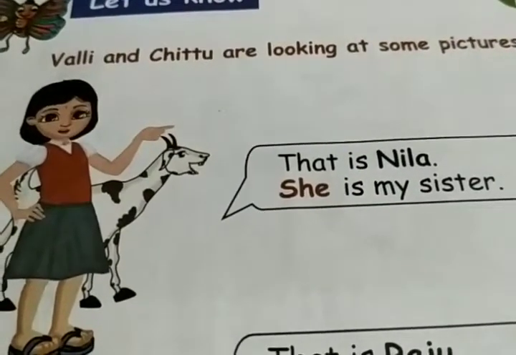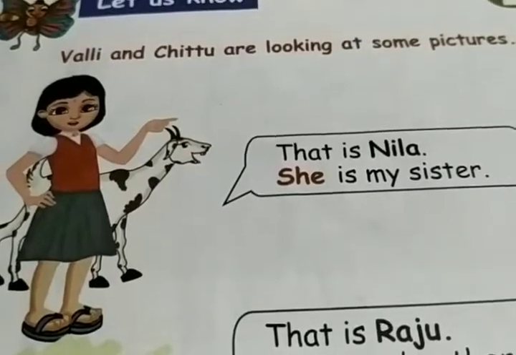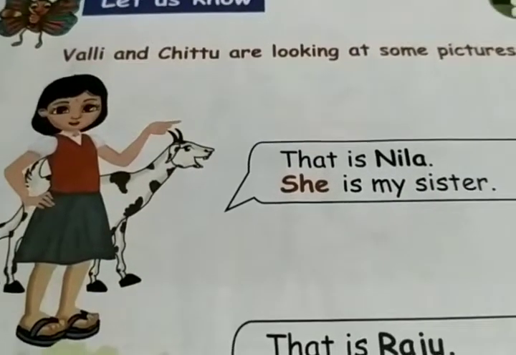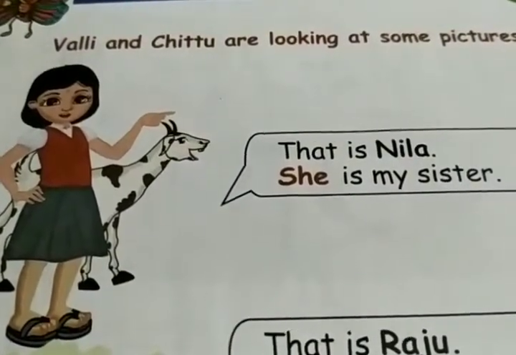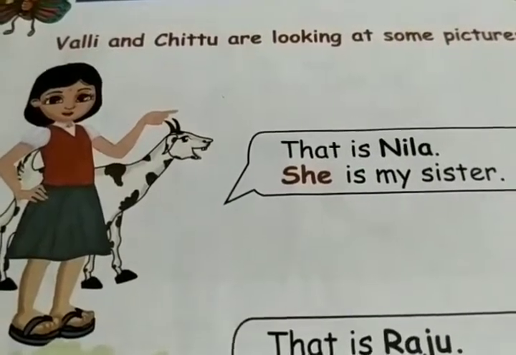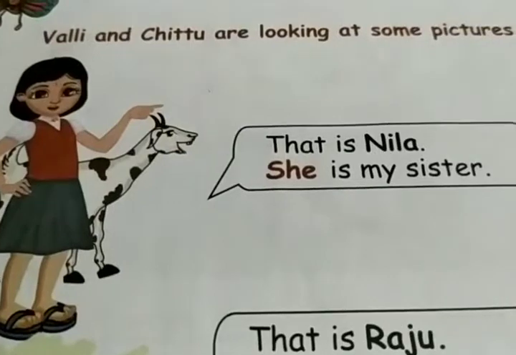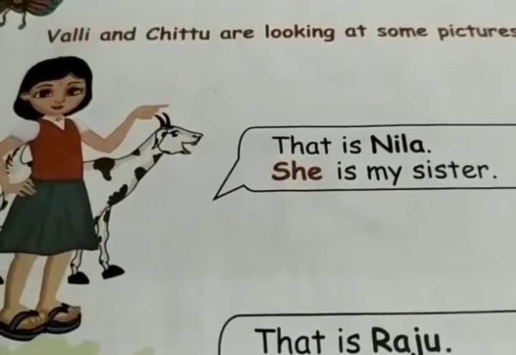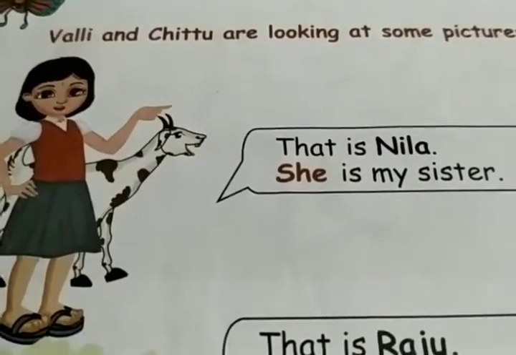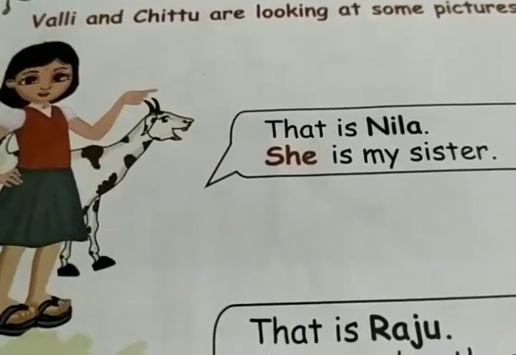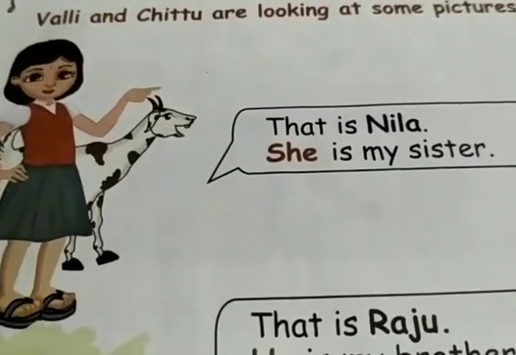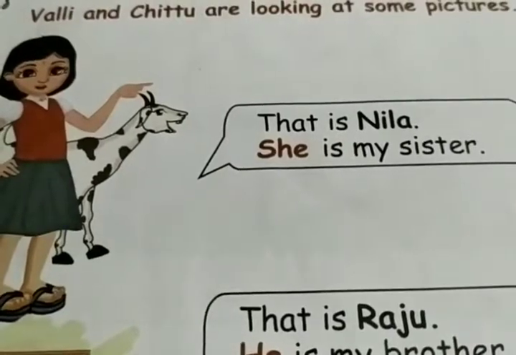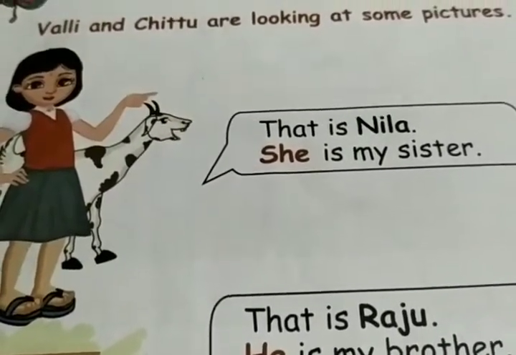First, what is the conversation about? It is about the usage of he, she, it, they. Do you understand? He, what does he mean? He means avar, avan. For boys, what should we use? He. And for girls, women, ladies, what should we say? She. So for boys we say he, and for girls we say she. It is not only for boys and girls but also for men and women.